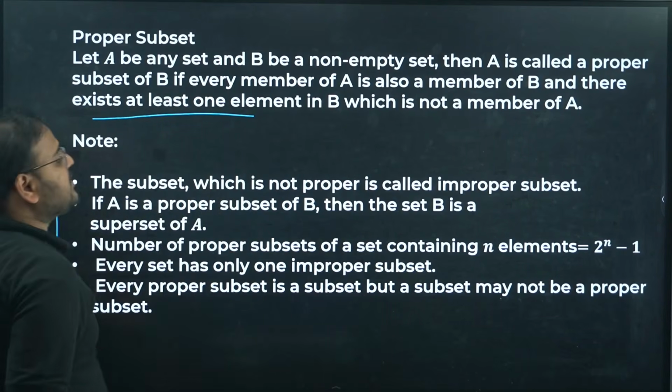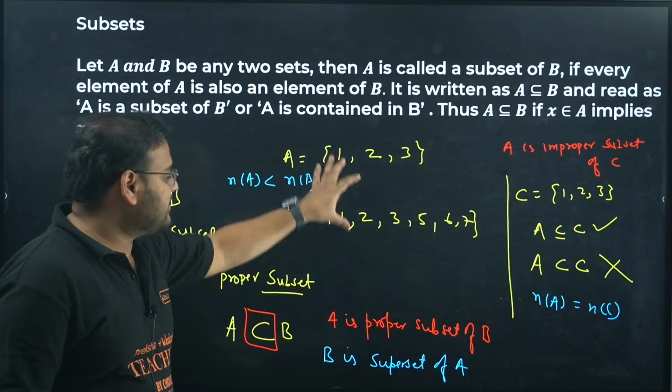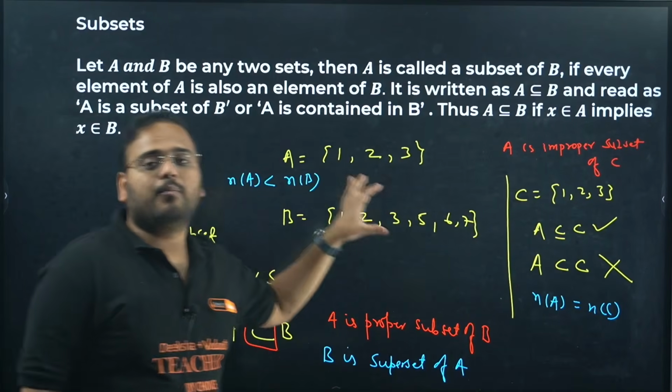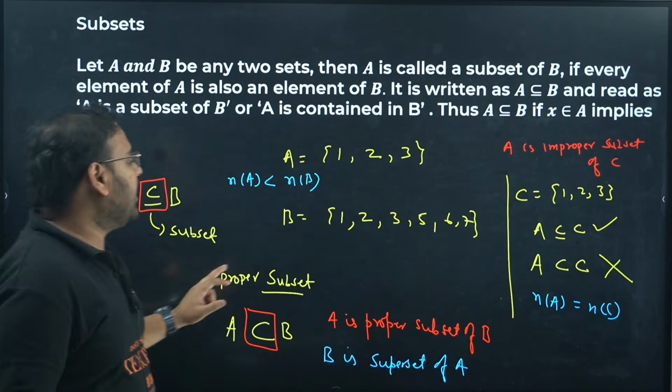Nothing different. Some notes to check over here, beta. The subset which is not proper is called an improper subset. How can you say that, sir? This is proper, that is improper. Proper because something extra was here. Nothing extra means improper. Okay, makes sense?